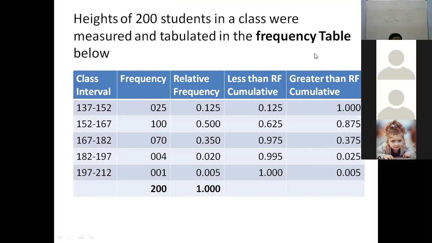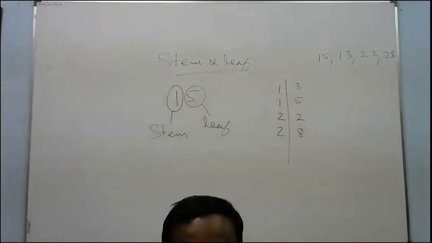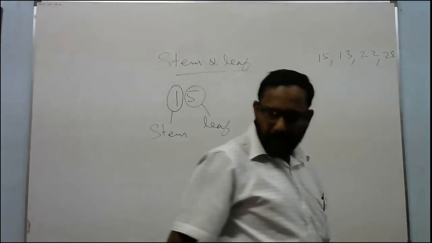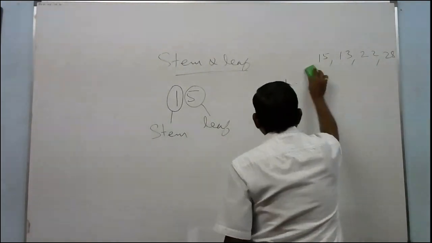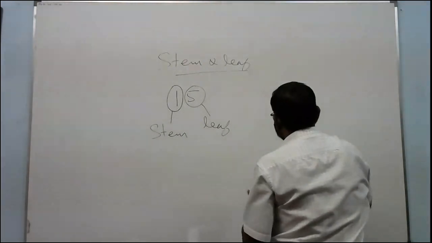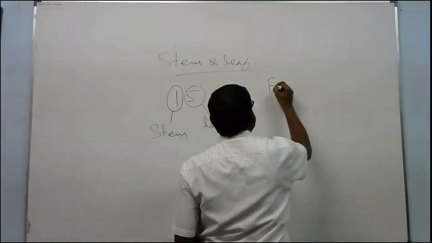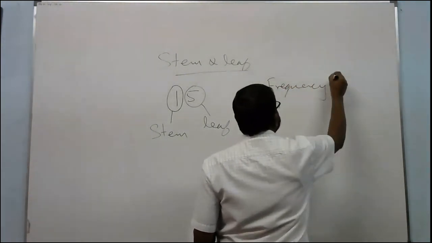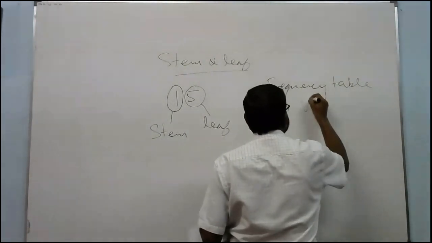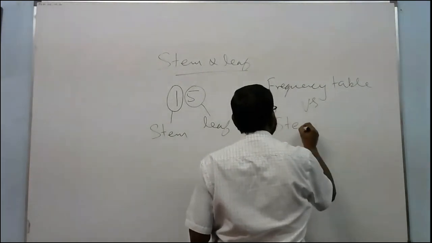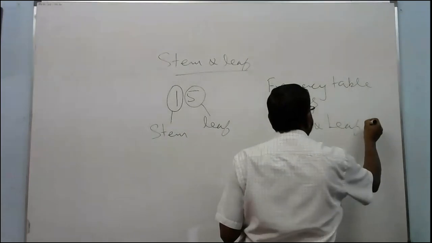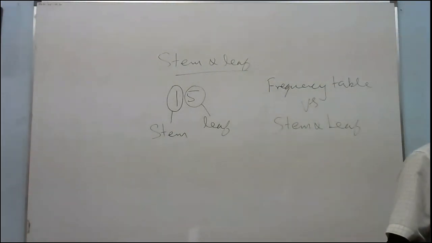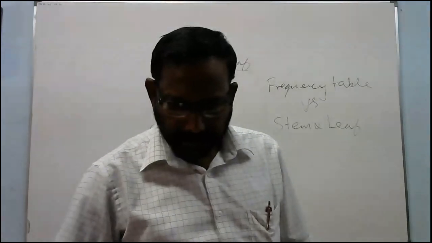The other one is, what is that? Frequency table. Frequency table and stem and leaf. Which one is superior? Stem and leaf? Stem and leaf, sir. Why? Because we can show all of the single data.